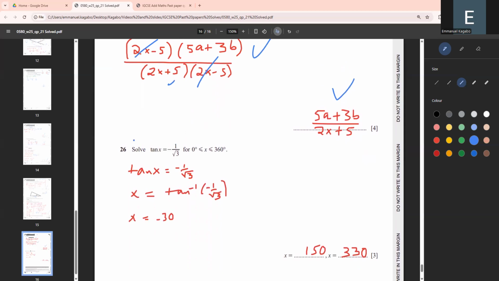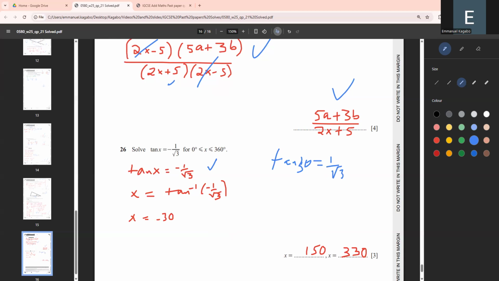Okay, so this is trigonometry and exact angles. You need to know your exact angles, guys. Tan x is equal to minus 1 over square root of 3. So that's what I've written here. So x is the tan inverse of minus 1 over square root of 3. Okay, good. Now, from exact angles, you should know that tan of 30 degrees is 1 over square root of 3. And I hope you know the sin 30 and cos 30. I'm not going to do that.